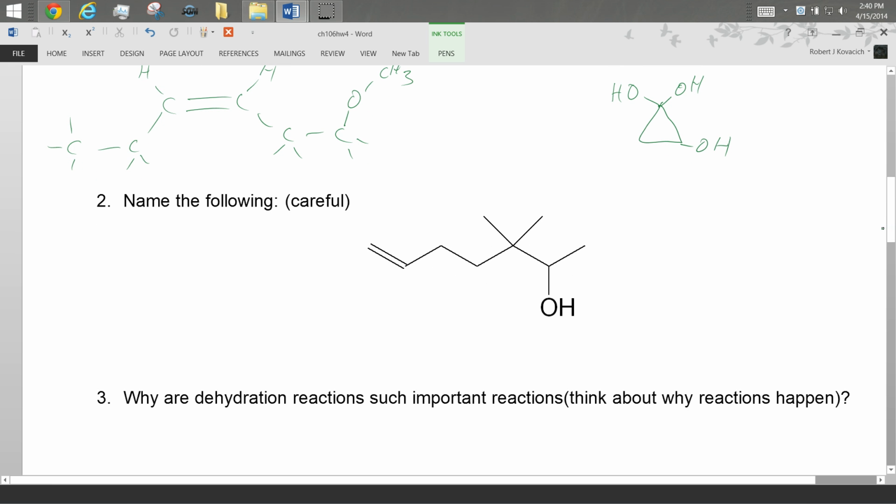Well, you've got to be careful with this one. Which end do you start from, the OH or the double bond? Start from the double bond. Why? That's what you're supposed to do. Because it's more important, because it's more reactive. Yeah, more reactive. That's the answer.